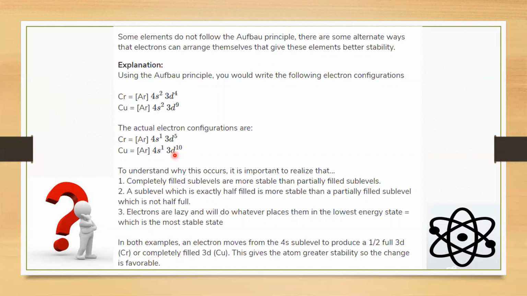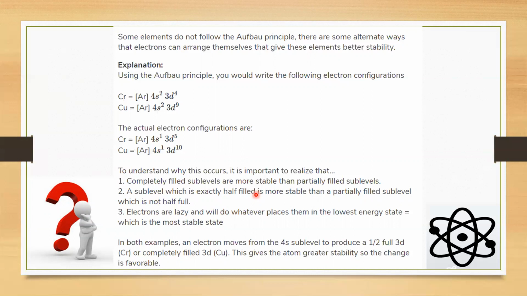So, if I write 3d10, that means it is completely filled. And if I make sure it is 3d5, then it is half filled. So, completely filled subshells are more stable than partially filled sublevels. A sublevel which is exactly half filled is again more stable than a partially filled sublevel which is not half full. Electrons are lazy and will do whatever places them in the lowest energy state, which is the most stable state.